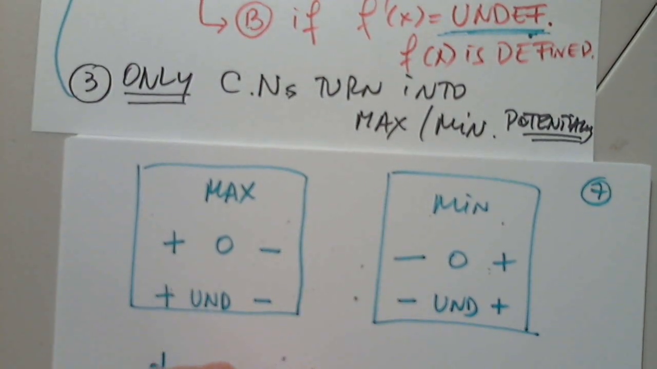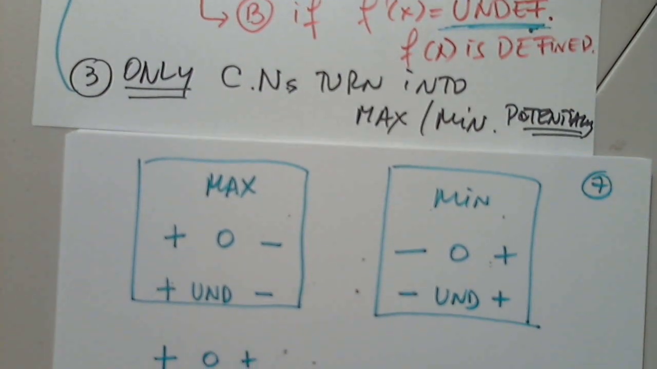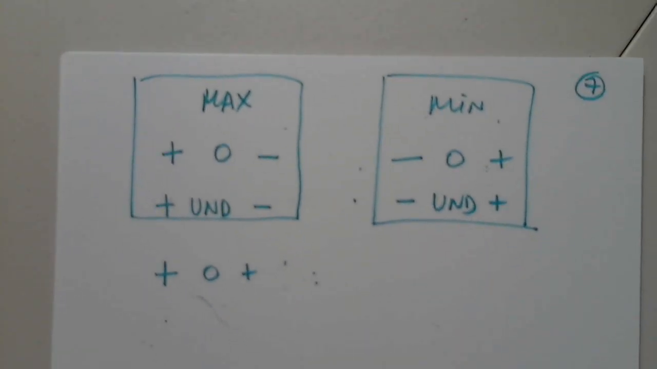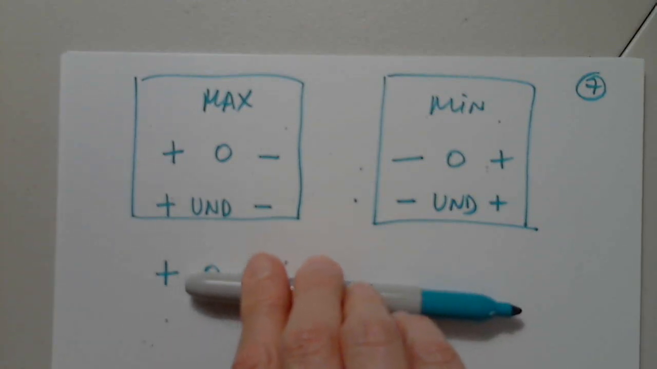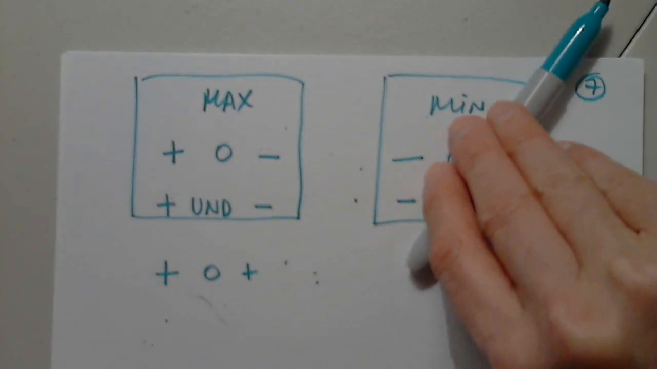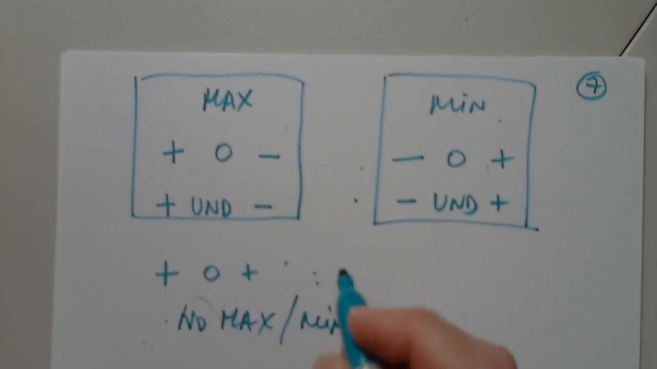What happens if it's positive, 0, positive? Is that a max or a min? What do you think? Positive, 0, positive. Is there a max or a min? Yes or no? No. No max or min.